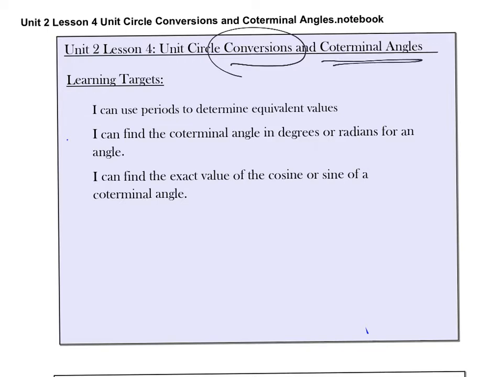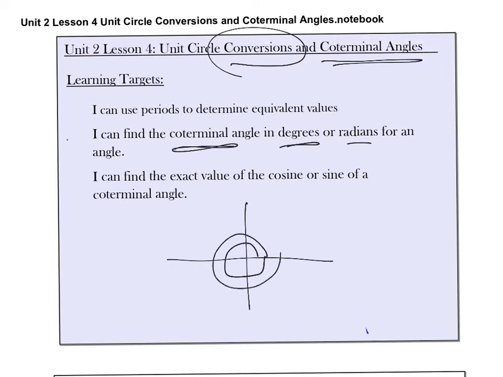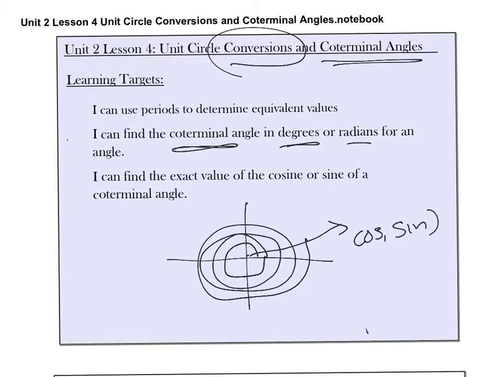So the big picture idea is coterminal just means, for degrees and radians, if I go around the unit circle more than once, if I keep going around and around and around and say I stop here, what's going to be the cosine, what's going to be the sine of that location. So that's what we're looking at when we say coterminal.